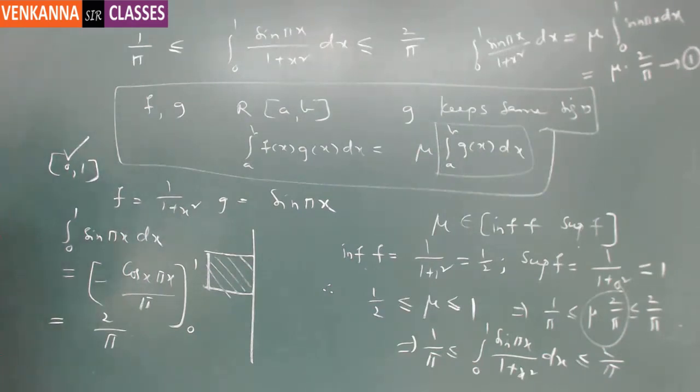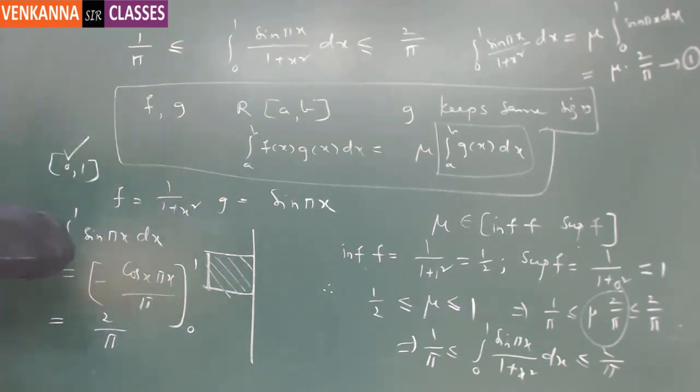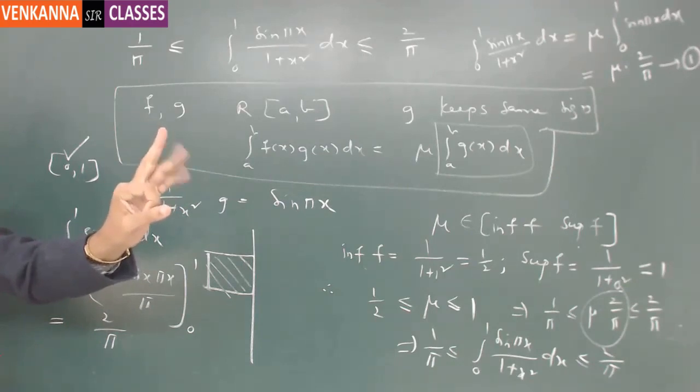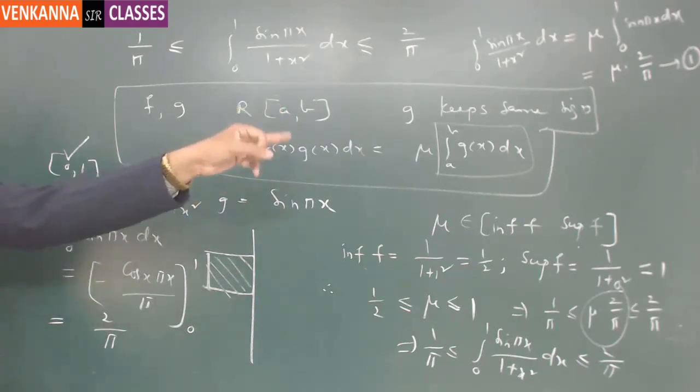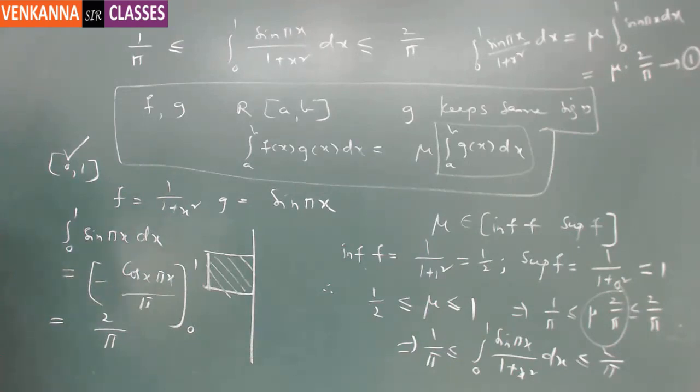So on the whole, if you look at this problem, while attempting it on paper, we should bifurcate the whole procedure into 4 steps. The first part, keeping in mind the statement of the first mean value theorem, is that we have to mention on paper what f is, what g is, and what the interval is. Both f and g are Riemann integrable and g keeps the same sign. This is part 1 in the solution criteria.